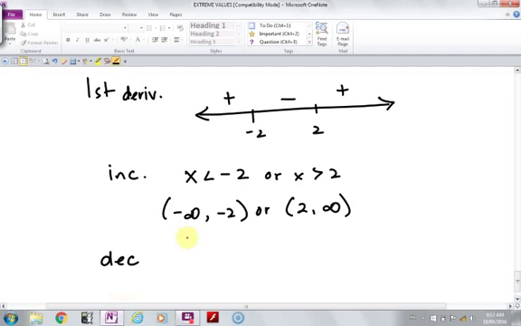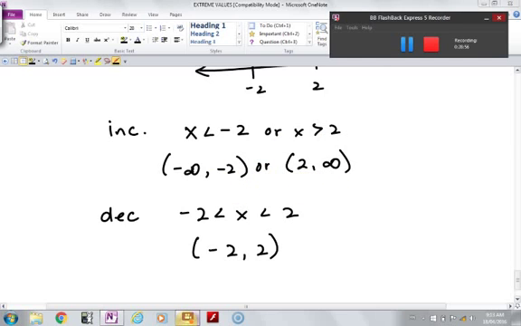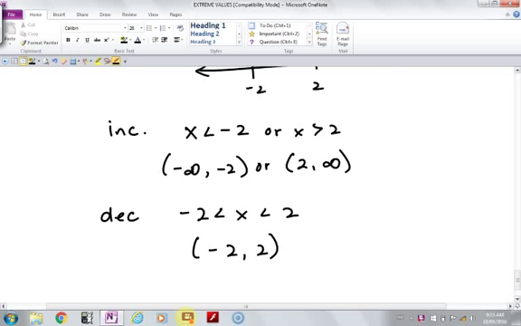And then decreasing is between negative 2 and 2. So this is as a statement, and this is in interval notation. Questions about that?